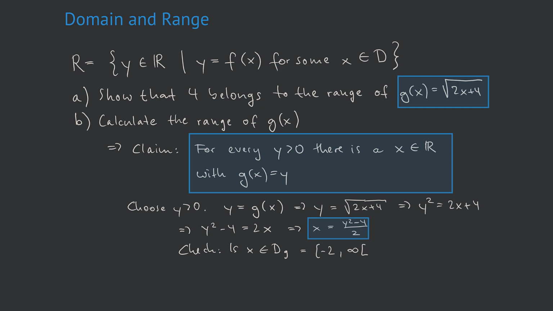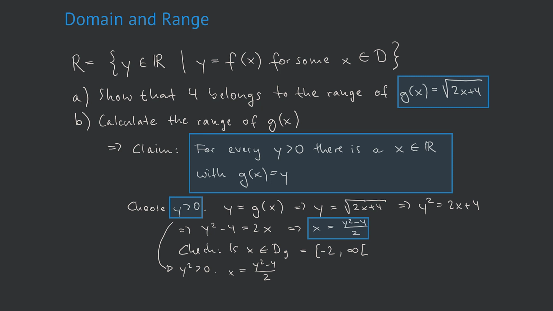So we have to check if the x in the blue box is indeed greater than -2. Now, because we have chosen y to be greater than 0, as a consequence we have that also y squared is greater than 0. This is why we can do the following sequence of conclusions. We have x equals (y squared minus 4) over 2.